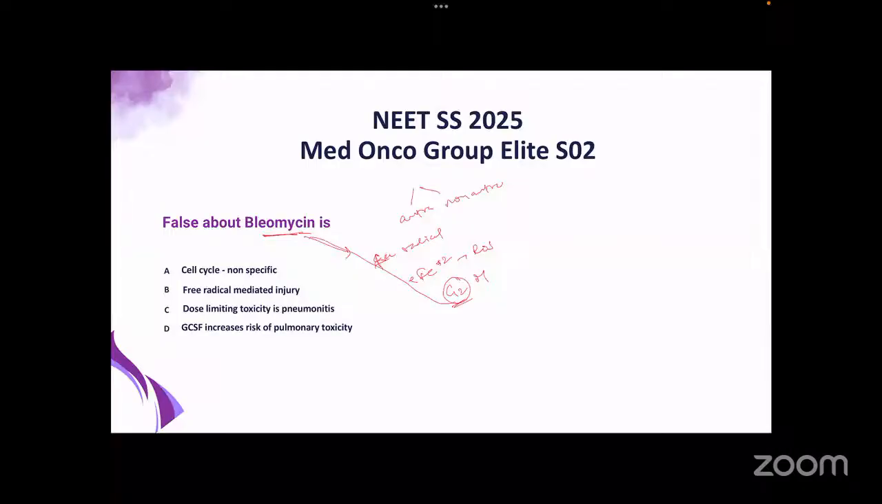And it is cell cycle non-specific. This is a wrong answer. Free radical mediated injury, yes, that is there. Dose limiting toxicity is pneumonitis. This is one of the dreaded toxicities.